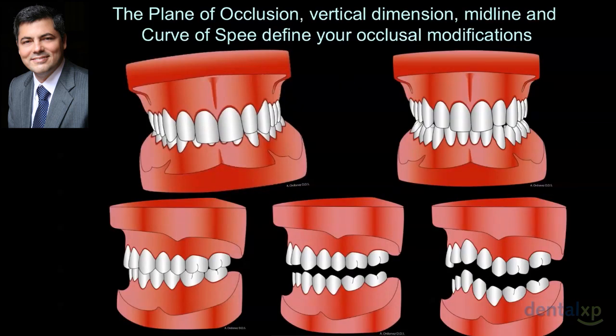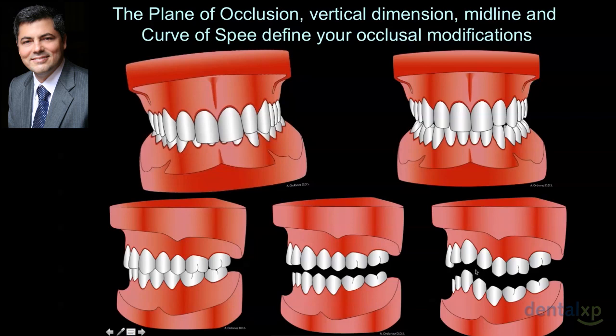So the plane of occlusion, the vertical dimension, the midline, and the curve of Spee will define your occlusal modifications. We need to be very aware of the actual positions or mispositions of these different concepts of occlusion, we need to make an early identification, and we need to decide if the specific case requires modifications to the interocclusal setup.